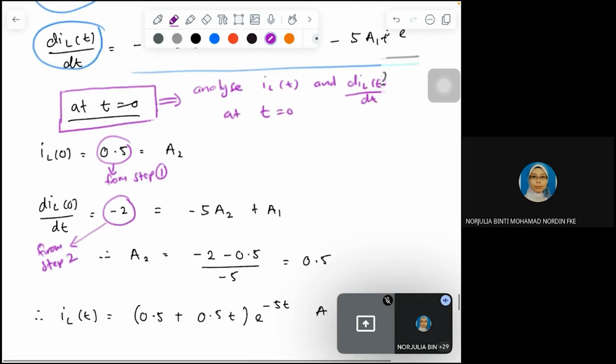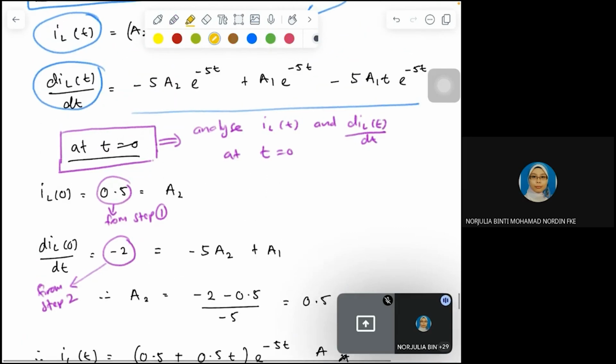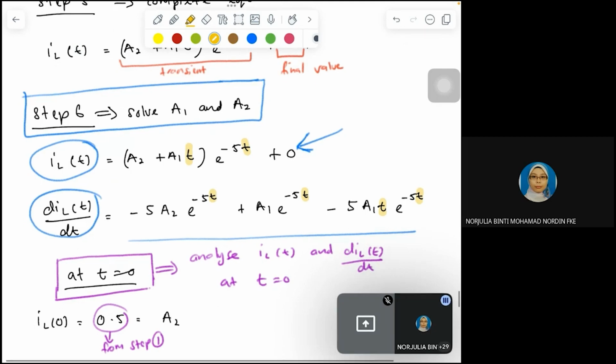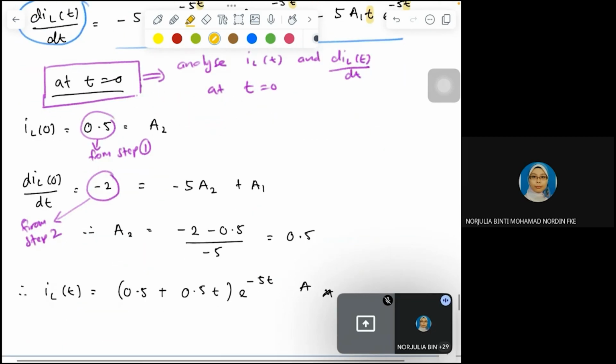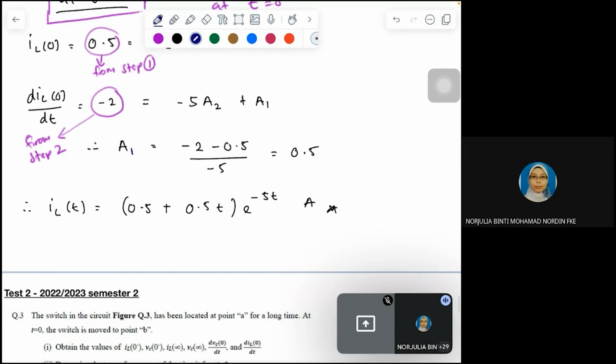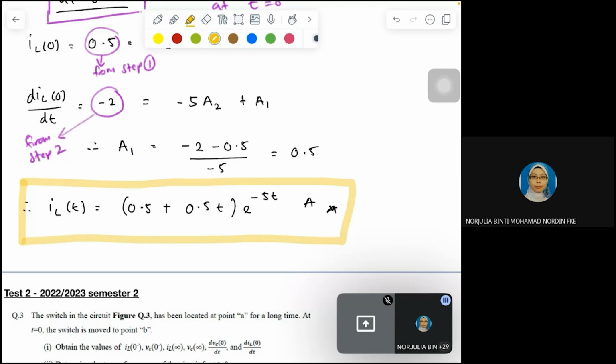So replace all the t's here, this t, and this t, and this t. This t that is highlighted in orange, replace it with 0. Then you will get A1 and A2. A1 and A2 are equal to 0.5. After getting the A1 and A2 values, write again the complete expression together with the A1 and A2 values.